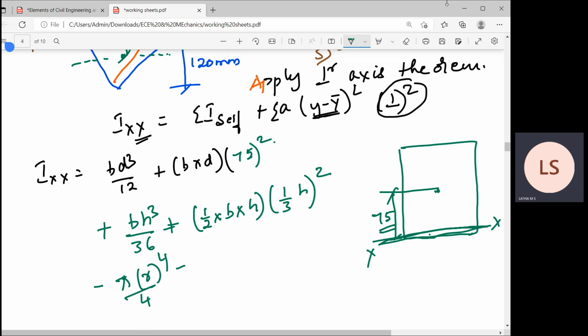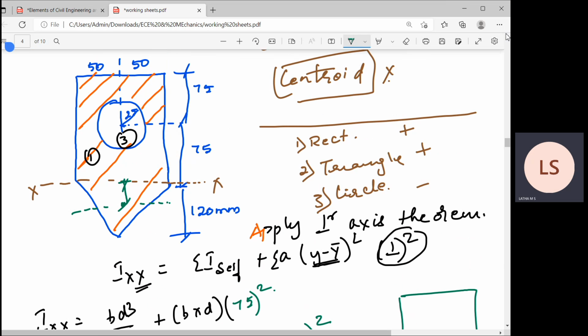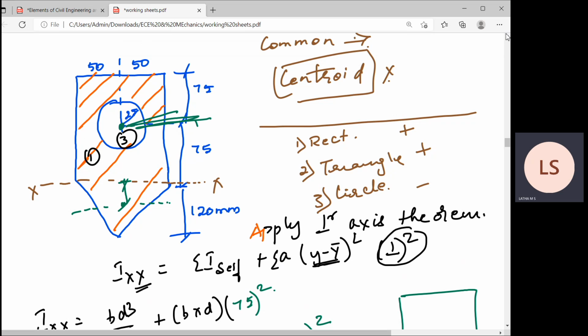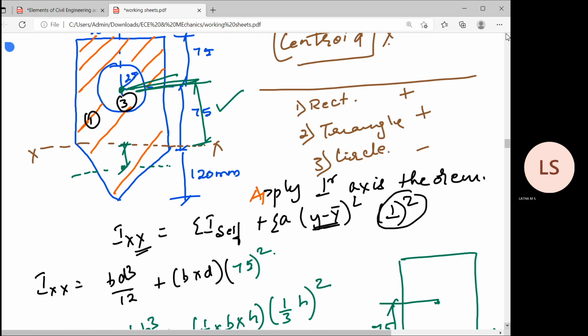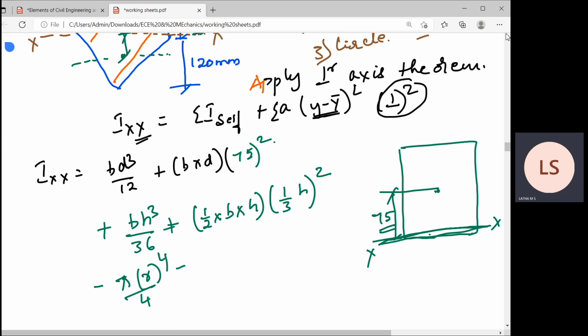Okay, moment of inertia. So in the diagram, you can see where the centroid of the circle is, at the center, which is at a distance of what? From the axis to the centroid at a distance of 75 mm. So it will be the area of the circle, pi r square, into the distance, 75 square.